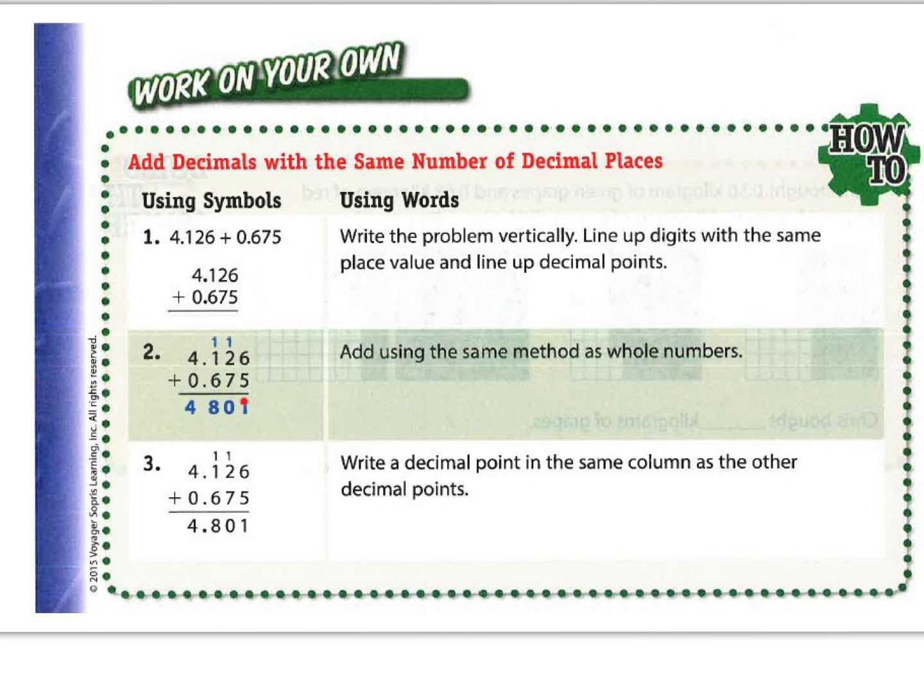You always start over here. So when it's whole numbers, we always start in the ones place, but when it has decimals, you always start all the way over to the right. Then you write a decimal point in the same column as the other decimal points. So remember that decimal just follows straight down. And then you can get your answer.